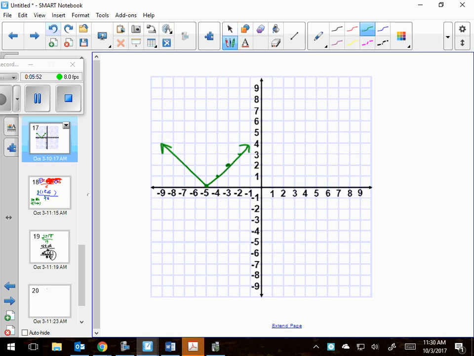I hope that feels pretty easy. Absolute value of x, and it's been moved which way? To the left. How far? 5. So how do I do left 5? Plus 5.